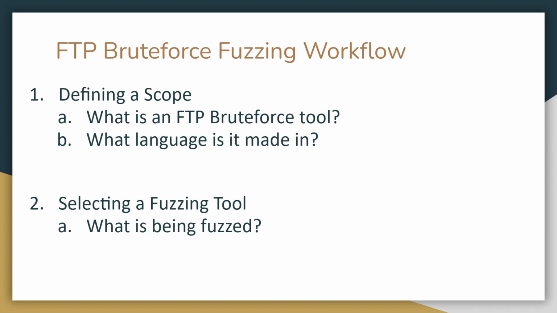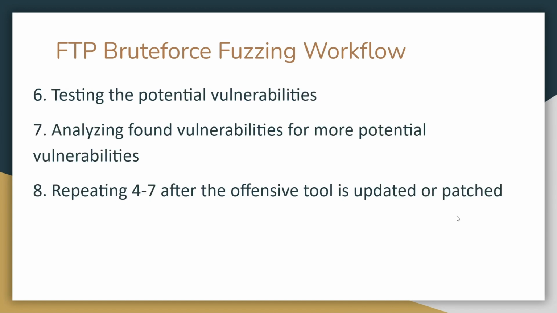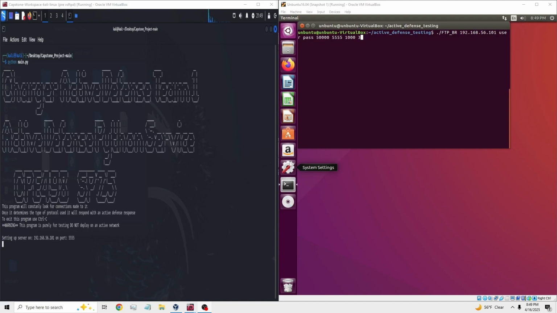Now, in selecting a fuzzing tool, we look at what is being fuzzed. In this case, it's the tool's ability to handle server responses. So we want a fuzzing tool capable of sending those out. That is why we're creating our own, because there's currently nothing on the market that does that. We set up the environment in host-only mode using 2 VMs. And when analyzing the selected offensive tool using static analysis, we were able to find a possible buffer overflow. When we configured our fuzzer to look for this, we were able to confirm that there was in fact a vulnerability for this.